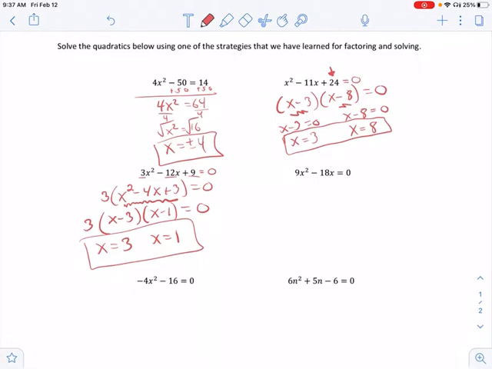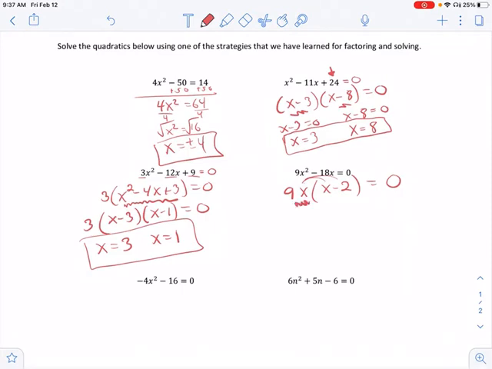Here, I have an x squared and an x, so I definitely want to make sure to factor. And I have some common factors between these two, so I'm going to take 9x out of both, and I would be left with this when I'm done. So confirm that for yourself by distributing that if you needed to. 9x times x is 9x squared. 9x times negative 2 gives me that negative 18x.